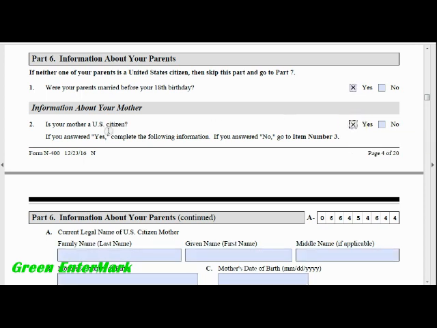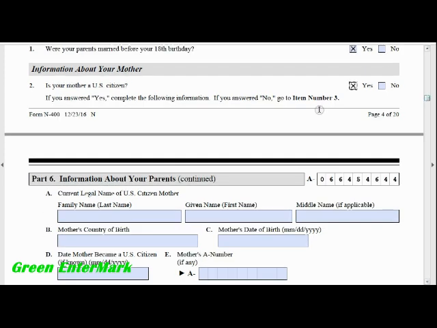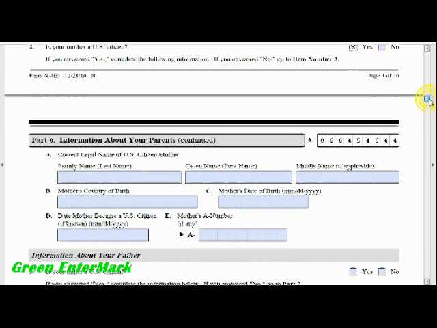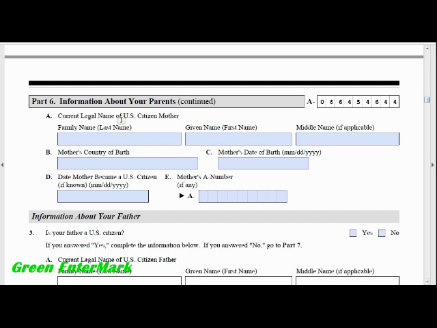Yes. If you answered yes, complete the following information. If you say no, then go to item number 3. This is for those whose mother is not a citizen of USA, but their father is a US citizen. Okay? If you continue, the current legal name of your US citizen mother, last name, first name, maiden name, and the mother's country of birth, mother's date of birth, and date mother became a US citizen. If known, if you know, okay.